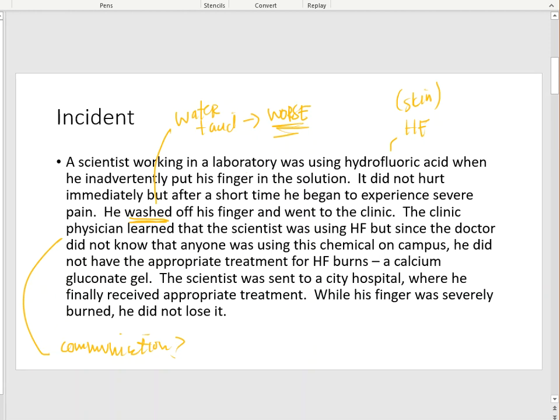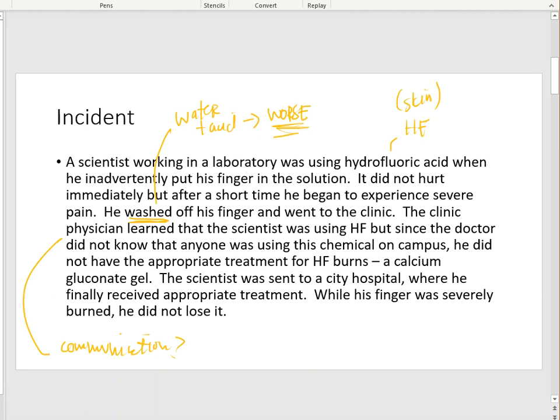The scientist was sent to a city hospital. Well, that was more time, right? Where he finally received the appropriate treatment. His finger was severely burned, but at least he didn't lose it. This is something that's kind of common with HF burns. It will eat the skin so much that you can lose complete extremities, hands, feet, fingers, whatever the case is. So this could have been much worse, but he got lucky.